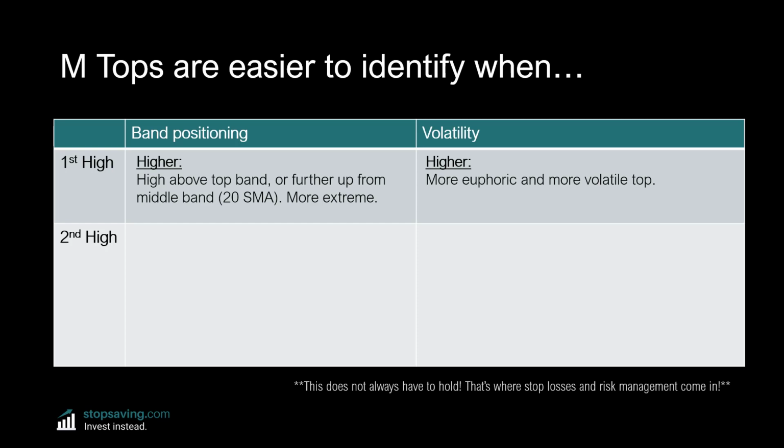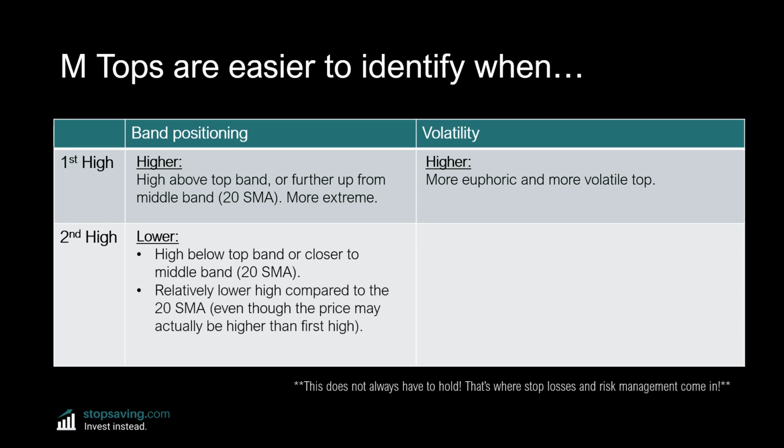As for the second high, you'll typically want that to be lower in terms of its band positioning. This top might form below the top band or closer to the 20 SMA. That means it's a relatively lower high compared to its distance from the 20 SMA, even though the price might actually be higher than the first high. As for the volatility of the second high, it's often more bearish when that's lower too. This shows slowing buy pressure as investors get complacent after buying the first dip.